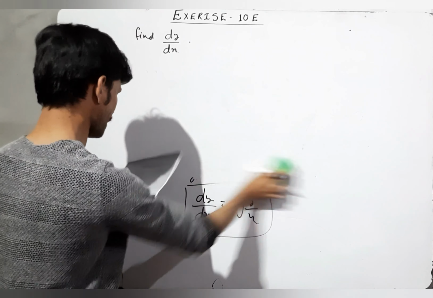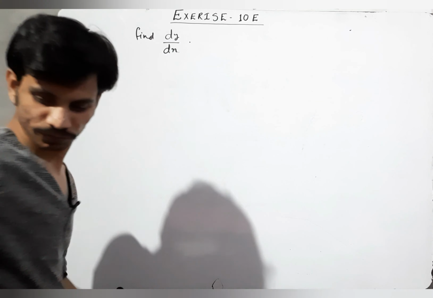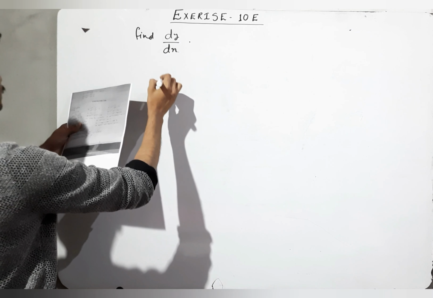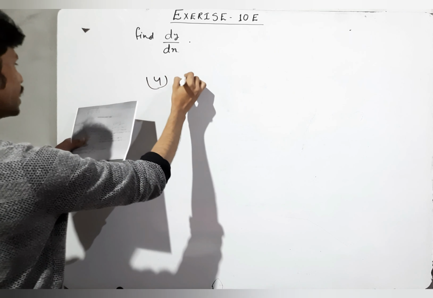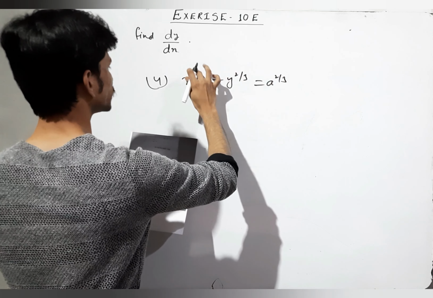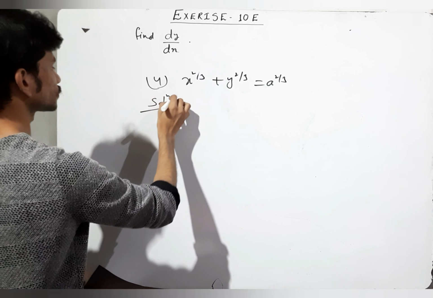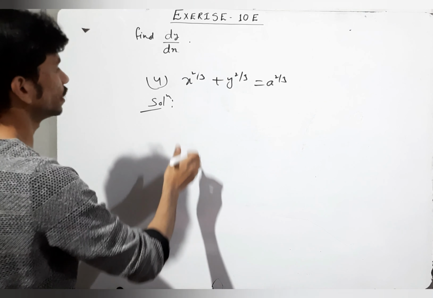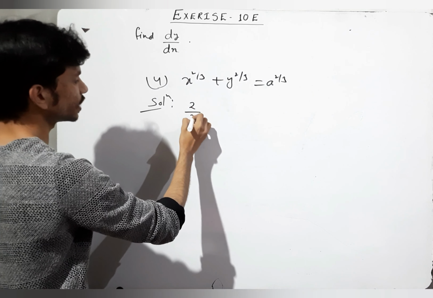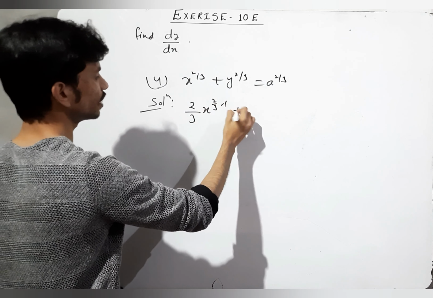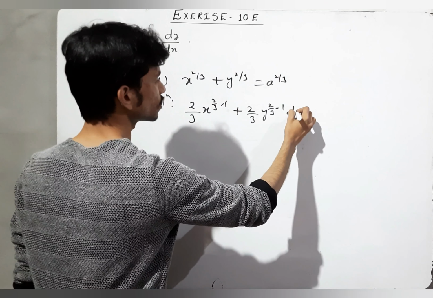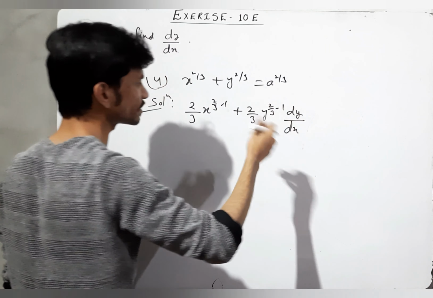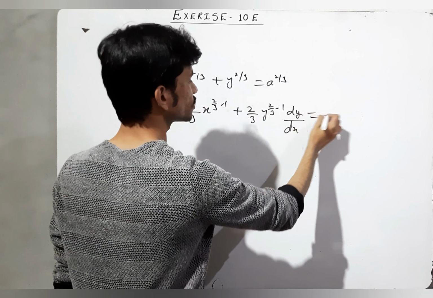Now let's begin question number 4. Question number 4 says x raised to the power 2 by 3 plus y raised to the power 2 by 3 equals a raised to the power 2 by 3. Again, the differentiation of x to the power 2 by 3 is 2 by 3 x raised to the power 2 by 3 minus 1, plus 2 by 3 y raised to the power 2 by 3 minus 1, and y is differentiated with respect to x, dy over dx, equals 0.